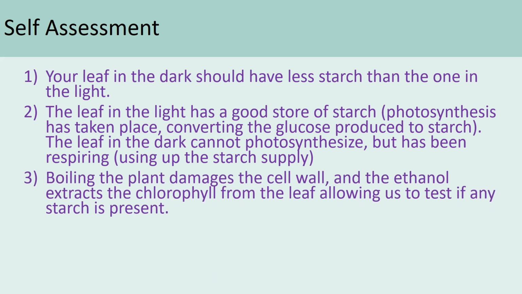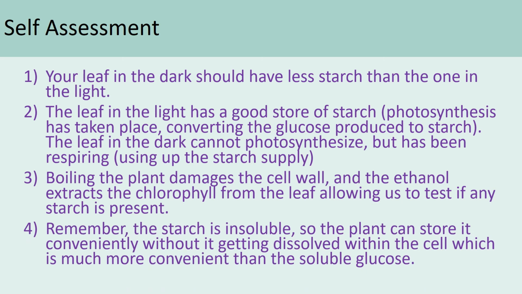Question number 3, the reason why we boil it is to damage the cell walls and destroy the enzymes that can have an effect on the practical. And why is it that we add ethanol? That gets rid of the chlorophyll, so it means that it's a lot clearer to see a colour change. And finally, number 4, why is it that they convert it into starch? It's because it is insoluble, so it can be stored away, whereas glucose is soluble.